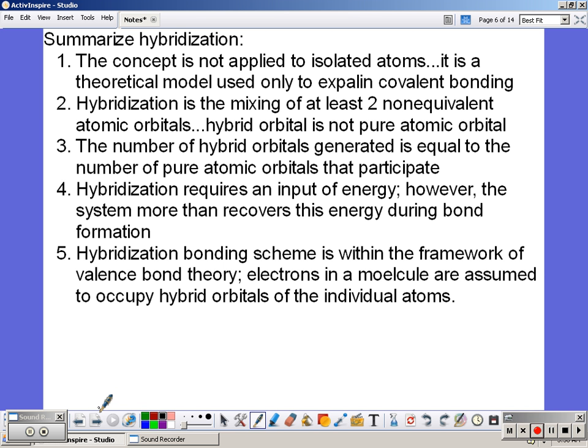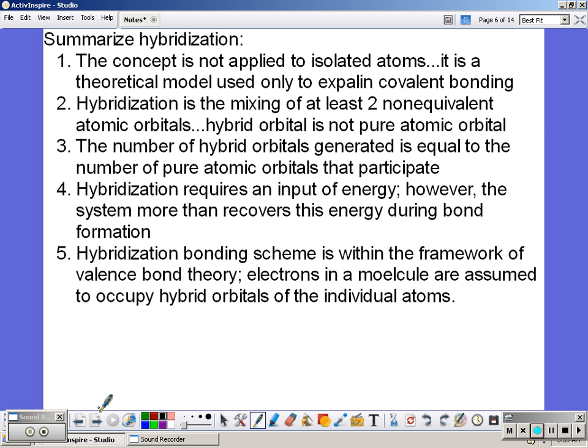The concept is not applied to isolated atoms. It's a theoretical model used only to explain covalent bonding. Hybridization is the mixing of at least two non-equivalent atomic orbitals. The hybrid orbital is not a pure atomic orbital, so there is some difference in properties there. The number of hybrid orbitals generated is equal to the number of pure atomic orbitals that participate in bonding.